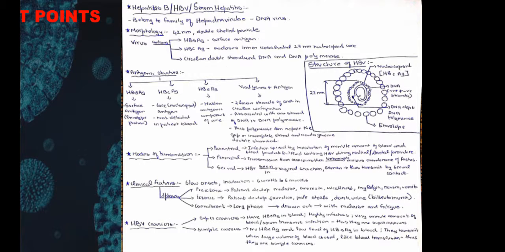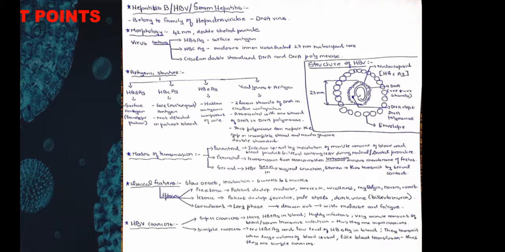Coming on to the virus, it contains HBsAg, HBcAg, circular double-stranded DNA and DNA polymerase. The HBsAg is a surface antigen, while HBcAg encloses the inner icosahedral 27 nanometer nucleocapsid core. The circular double-stranded DNA and also DNA polymerase are present.